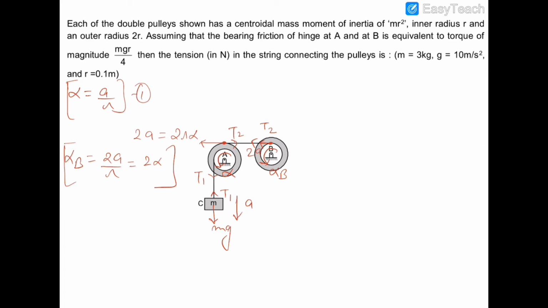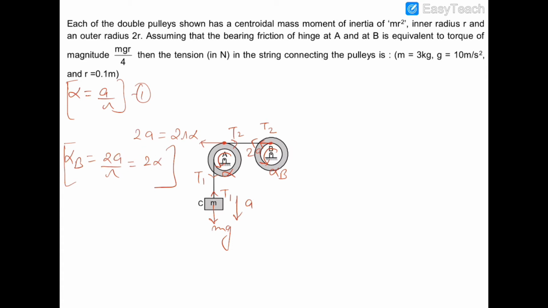Now we can see that this is a taut string, and therefore the acceleration of this point and this point would be equal. So the acceleration of this point is 2a, and therefore the acceleration of this point would also be equal to 2a. Now this is at a distance of r from the center. So the angular acceleration alpha of this second pulley would be 2a divided by r. So this is equal to 2 alpha.